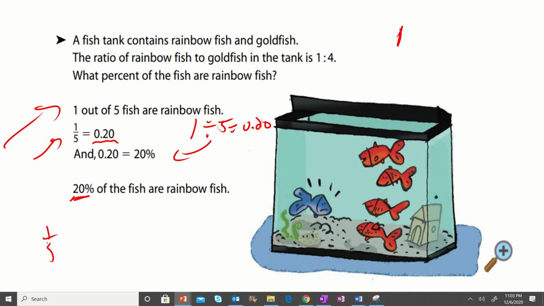We could also do this. 1 over 5, and we have to figure out what's something that multiplies by 5 to get to 100. Well, 5 times 20. So we're going to do 1 times 20. We're going to get 20 over 100, which, if we know percentages, is 20% or 0.2.